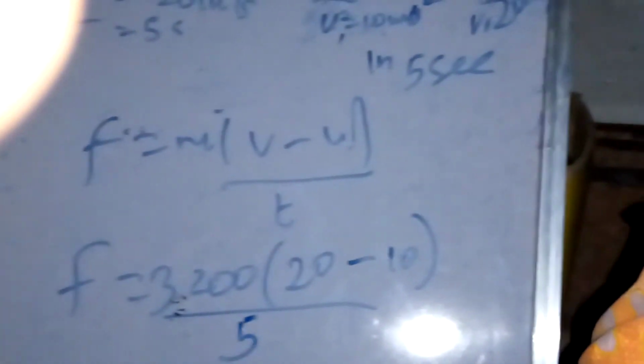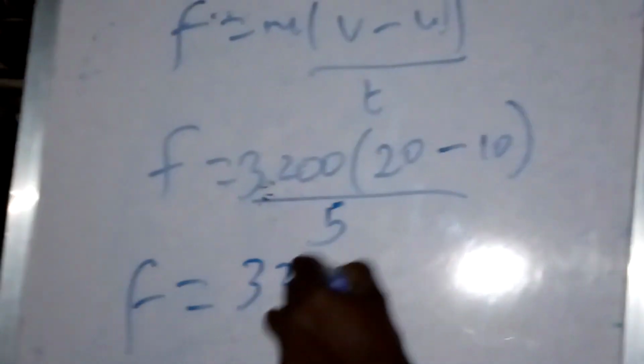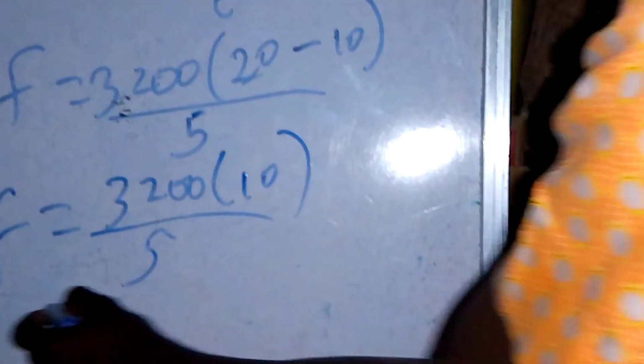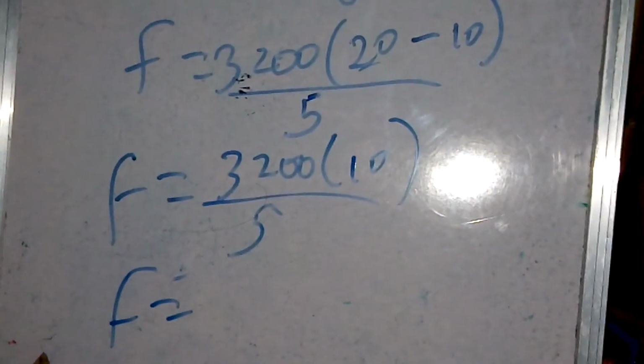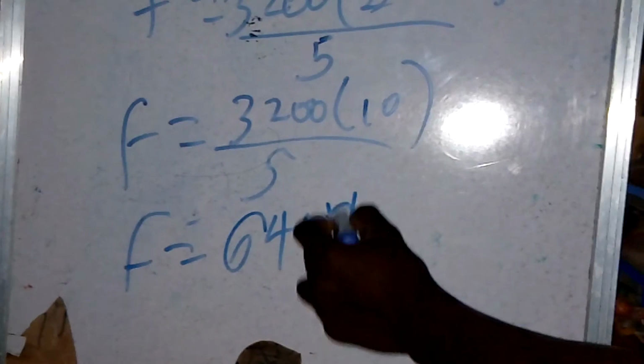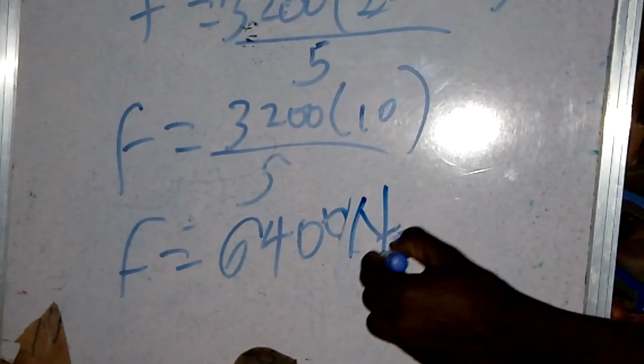So when we do everything together, 3200 times, subtracting 10 from 20, all over 5. When you put everything together, it will give you 6400 Newtons. Final answer.